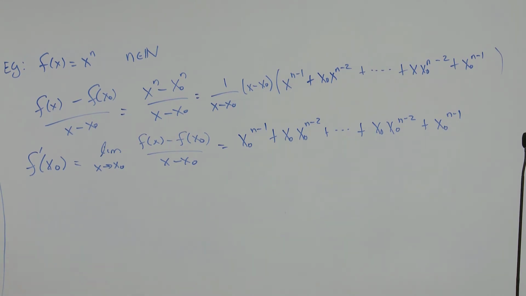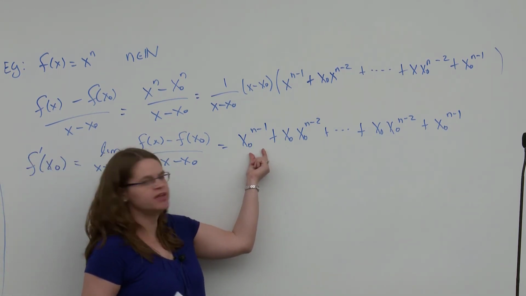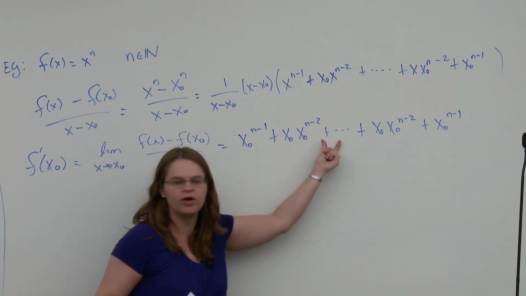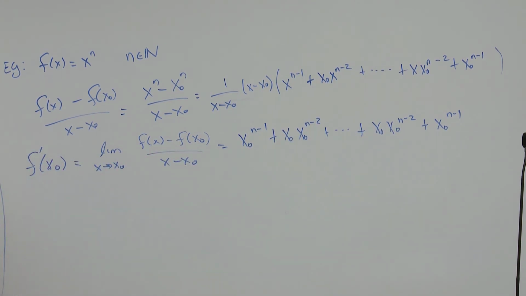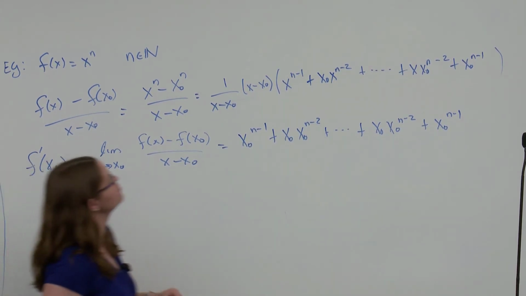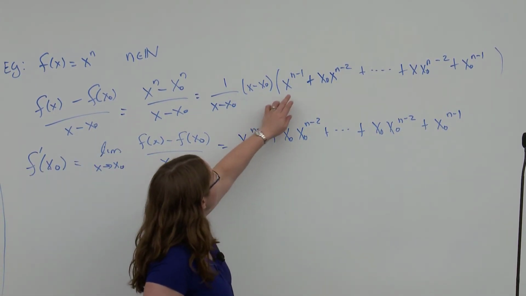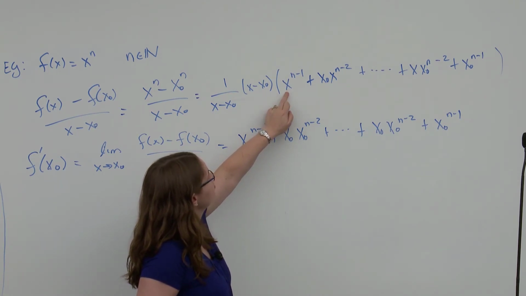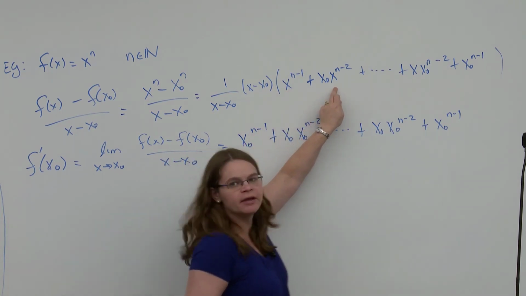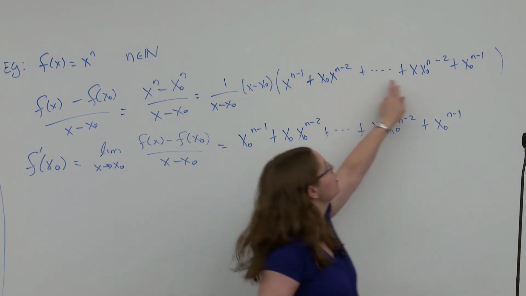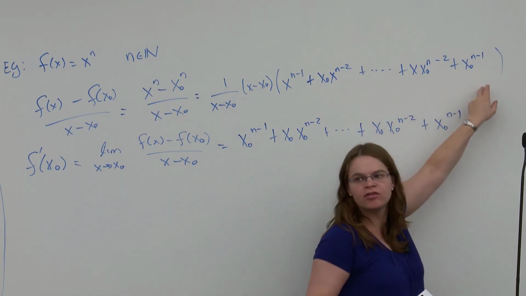All right, so these terms are actually all the same, right? X naught to the n minus 1. This is x naught to the n minus 1 all the way through. We just have to figure out how many of them there are. So if we go to try to figure out how many of them there are, well, let's see. Here is x to the n minus 1, x to the n minus 2, x to the n minus 3, all the way down to x to the 0.